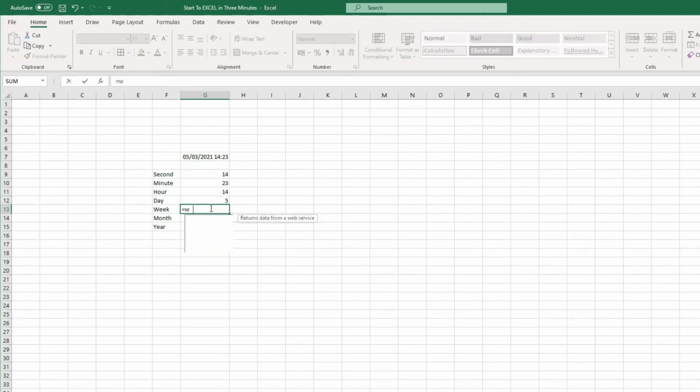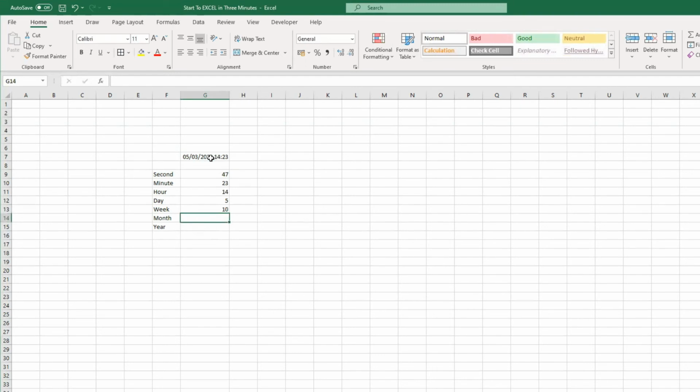And then week is WEEKNUM, actually that means number of the week, and then select it, enter. For month also the same, and for year this is the same as well.